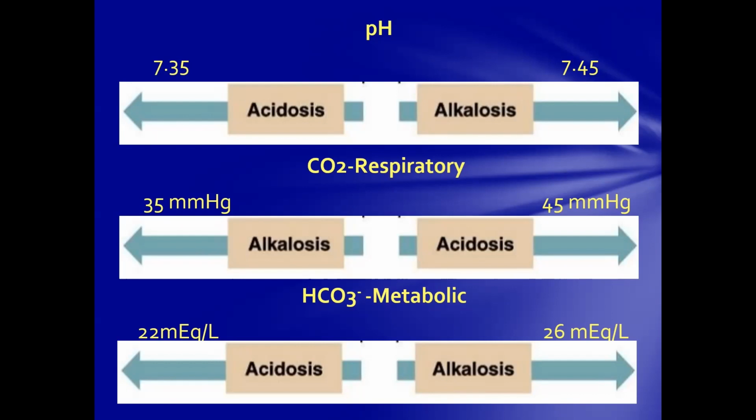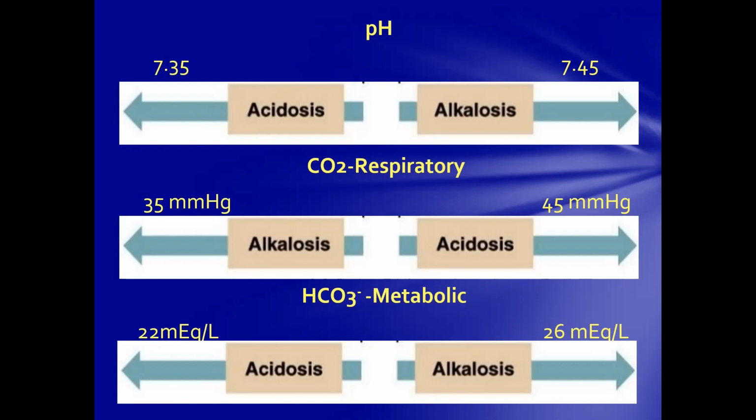Now, the CO2 represents your respiratory system. CO2 is an acid, therefore, if you have more acid in your body, more than normal, which is 45, you'll be acidotic. Similarly, if you don't have enough CO2 or enough acid in your body, you'll be more basic or alkalotic.